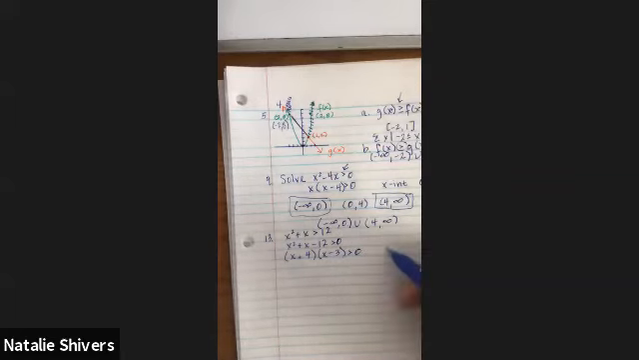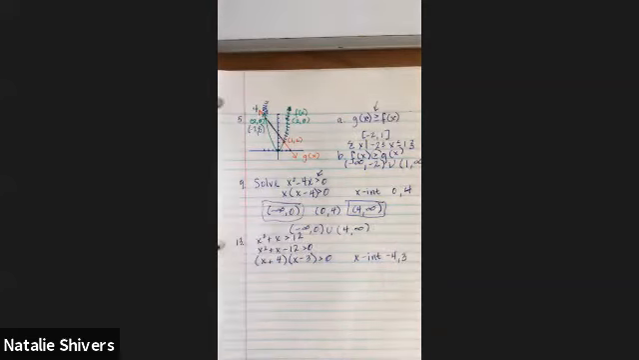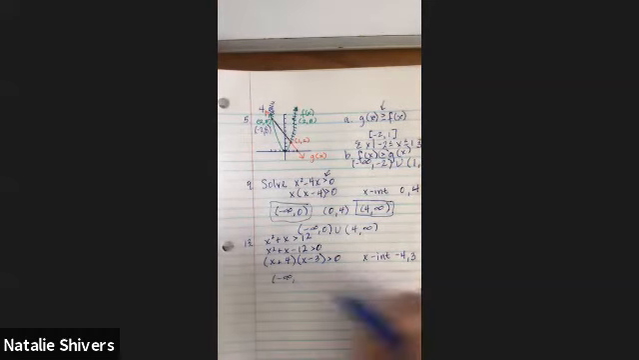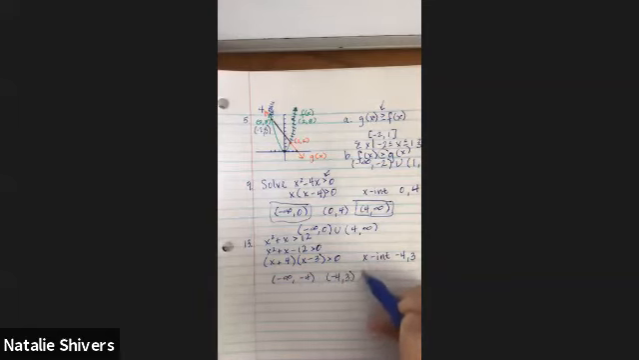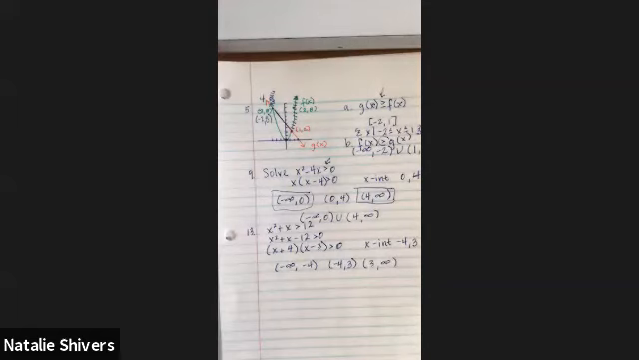Okay, so I get x-intercepts of negative 4 and 3. If I write them in numerical order, then again, it's really easy for me to write the possible intervals. So I get negative infinity to negative 4, negative 4 to 3, and 3 to infinity. Now I write these just so that it's easier for us to understand what we're looking for.